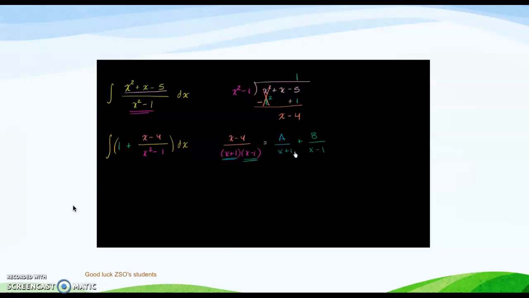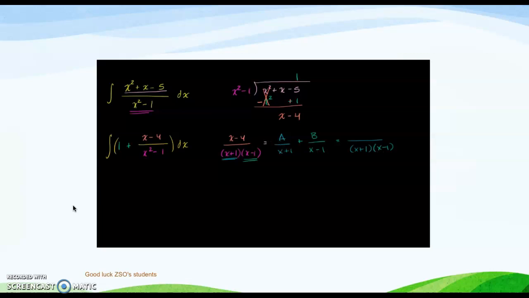And to attempt to do that, if we had to just add these two things, what would we get? Well, we would find a common denominator, which would be x plus 1 times x minus 1. If any of this looks unfamiliar, I encourage you to review the videos on partial fraction expansion, because that's exactly what we're doing right over here. If you were to add the two, your common denominator would be the product, x plus 1 times x minus 1.